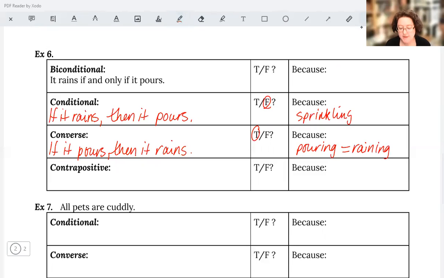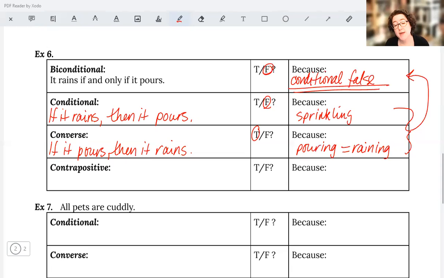Okay, so our conditional and our converse. One was true when one was false. So here's our biconditional, true or false? And because of these two, this is false because our conditional was false. And we need to know that because our last piece is looking at the contrapositive.